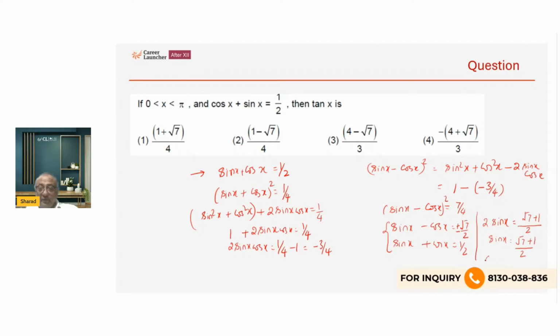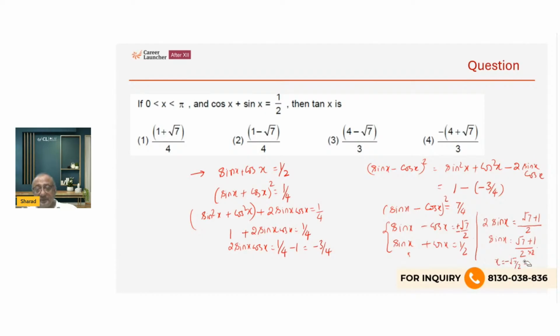And what will be the value of cos x? Right? See, the sin x will be positive. This minus sign will not come because root 7 is more than 1. So this is clear here. And about cos x, I will put this value of sin x here and I will get cos x as equal to minus root 7 by 2 plus 1 by 4.